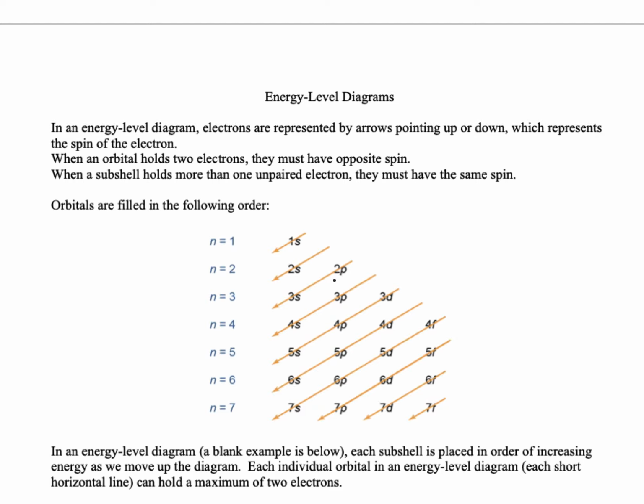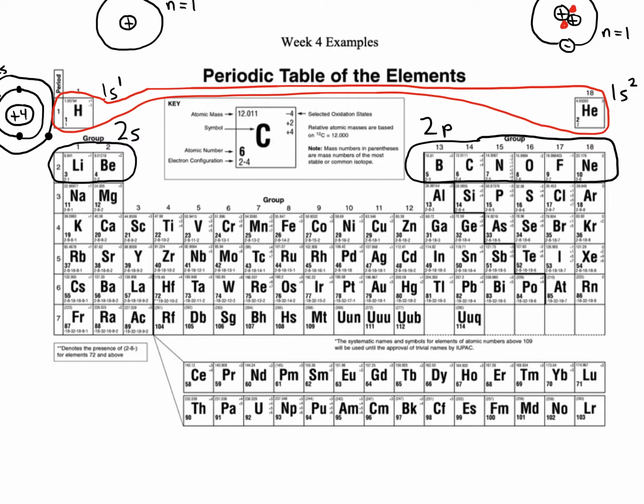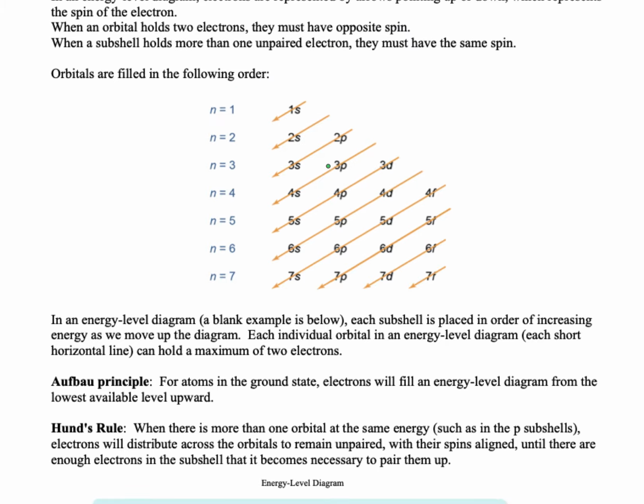After 2p, though, comes 3s. And after 3s is 3p. Let's see if we can find that in the periodic table. So sodium and magnesium, if they're neutral, would have electrons in what's called the 3s subshell. Then, to fill more electrons, we would jump across the gap here, and aluminum through argon, if they're neutral, will have electrons in what's called the 3p subshell. So far, so good.